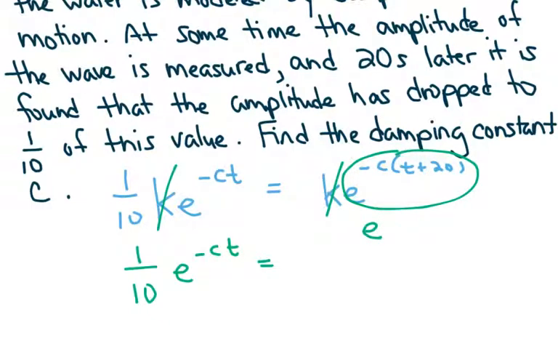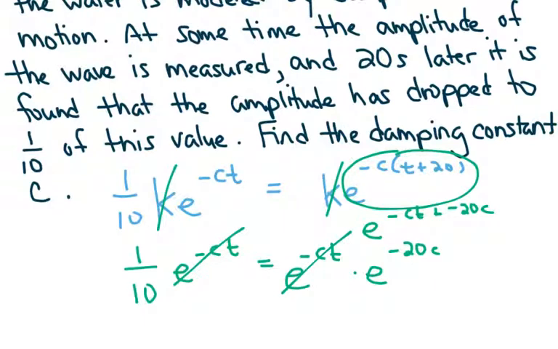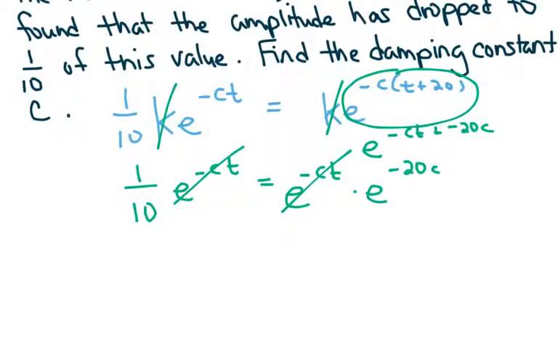I'm going to rewrite this as e to the negative CT times e to the negative 20C. And what a lot of people forget is that when you have an exponential term and the exponents are being added, they can be rewritten as the product of these two. We don't usually go that direction when simplifying expressions. Well, now I want you to notice that both sides of the equation have an e raised to the negative CT. So now I'm left with 1/10 is equal to e to the negative 20C.